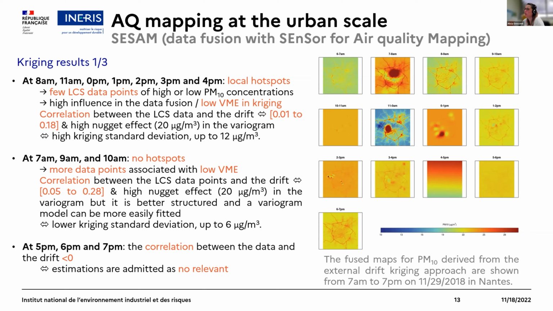This is mainly because we have more data points with high or low PM10 concentrations, with low variance of measurement error, and also the correlation between the data points and the dispersion model is quite a bit better. And for other hours, at 5 p.m., 6 p.m., and 7 p.m., the correlation between the data and the drift, so the dispersion model, is negative. So for those hours, we admitted that the estimations are not relevant at all.